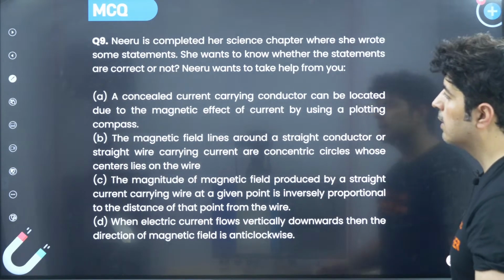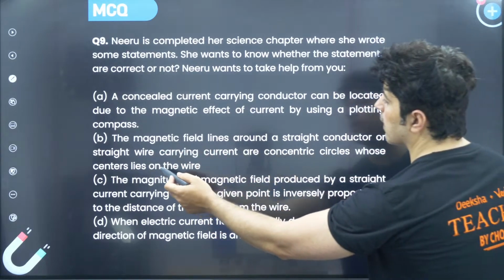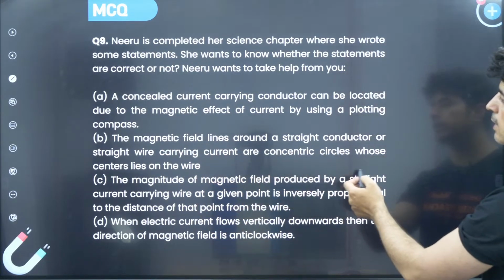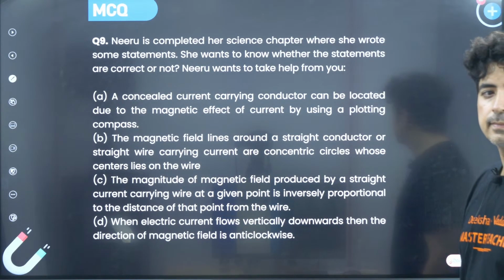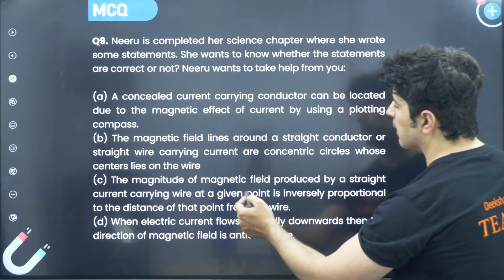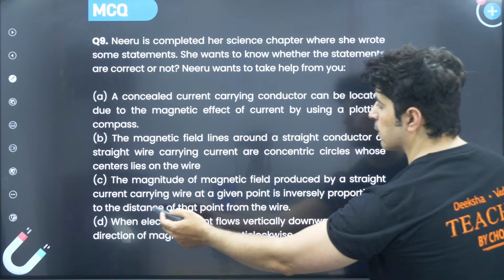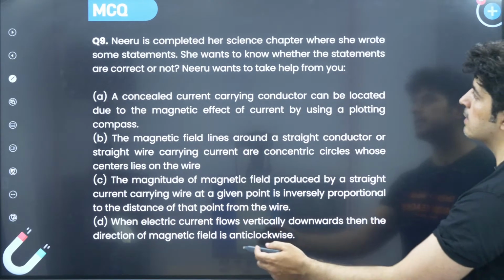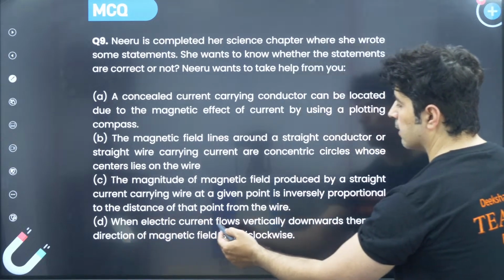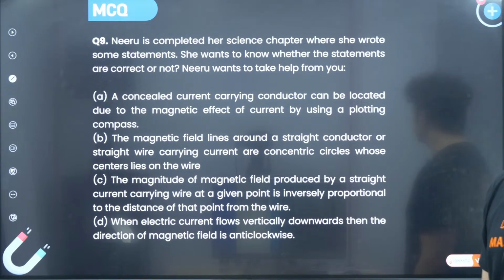Now, the second is the magnetic field lines around a straight conductor or straight wire carrying current are concentric circles whose centers lie on the wire. The magnitude of magnetic field produced by a straight current carrying wire at a given point is inversely proportional to the distance of that point from the wire. And the fourth one is, when electric current flows vertically downward, then the direction of magnetic field is anti-clockwise. Which is it?